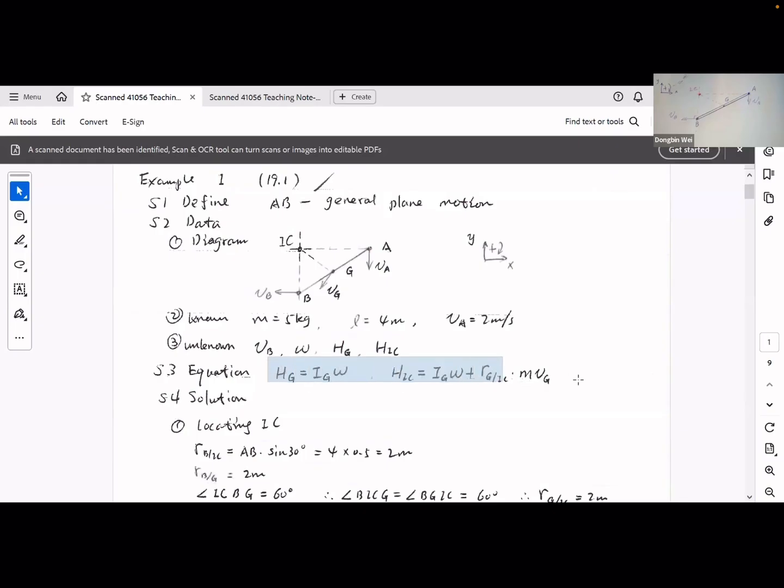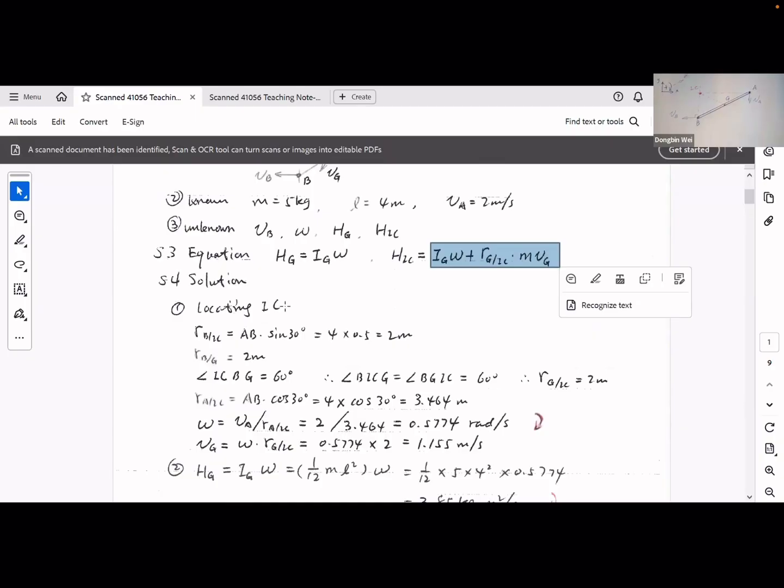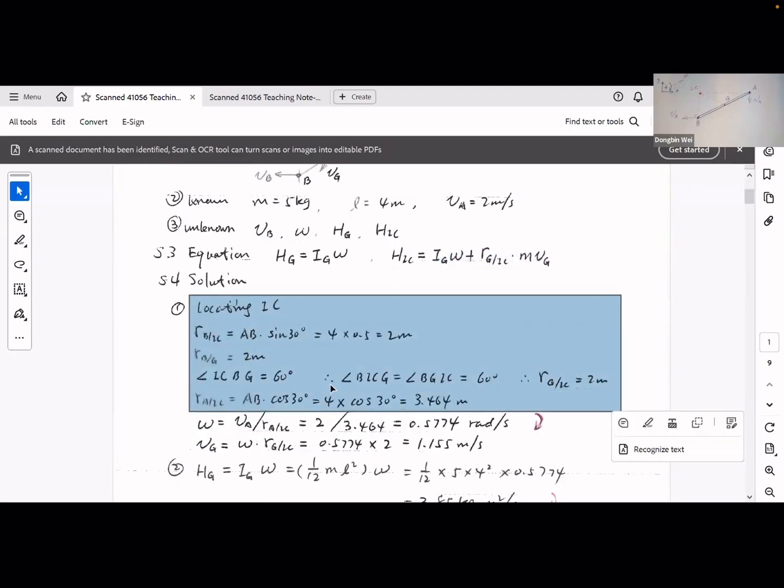Okay, the only equation will be like this. HG is equal to IG omega. For HIC, you can use the general expression, but if you like, you can also use HIC is equal to I_IC omega for your calculation. Okay. Now, locating the IC, we will use trigonometry. I'm not going to give a detailed explanation of this trigonometry calculation process. If you have any questions, you can ask me.